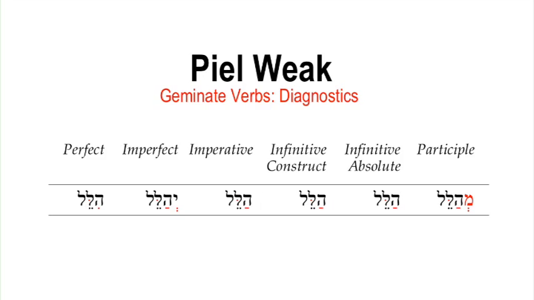Let's look at geminate verbs. Geminate verbs, you'll remember, are those verbs that have identical second and third root letters. Well, in the PL stem, they're strong. Let's look at our screen.